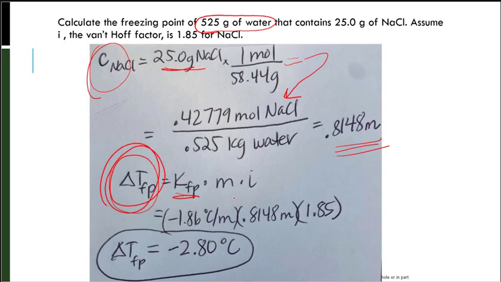And then I'm going to plug it into my freezing point depression. Take my water constant times the molality times my van 't Hoff factor I was given, the 1.85. And I got a freezing point depression of negative 2.80. And water freezes at 0, so 0 minus our freezing point depression, the freezing point would be at negative 2.80 degrees Celsius. And that wraps up section 4.